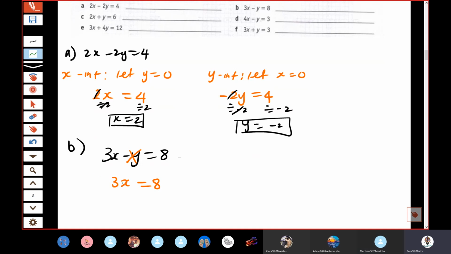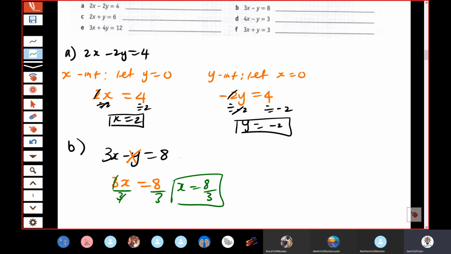And then I need to get rid of the 3. How do I get rid of the 3? Divide by 3. Divided by 3, so x equals 8 on 3. Adele, does that make sense? Yes, it does.